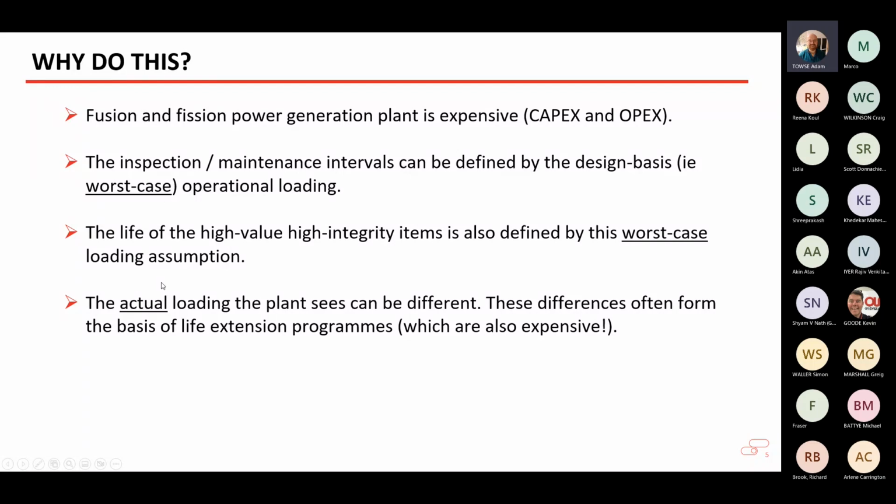And that can form the basis of life extension programs. And they're not cheap either. To stand those up from scratch, to do all those calculations all over again and update your safety case is not a trivial undertaking. And that isn't done very often.